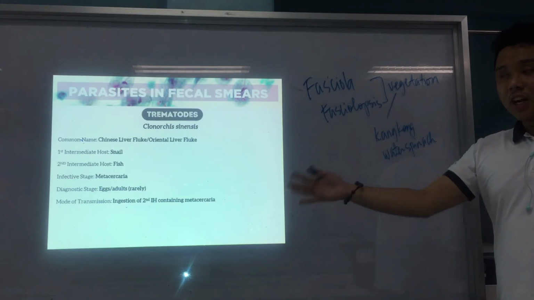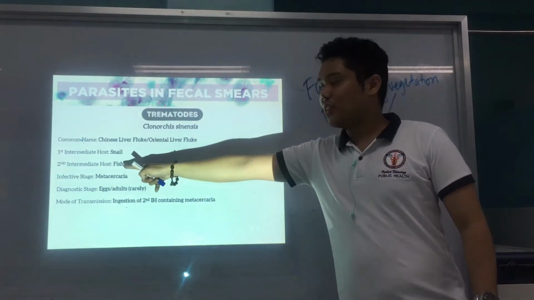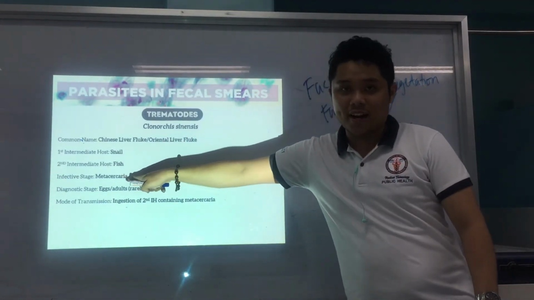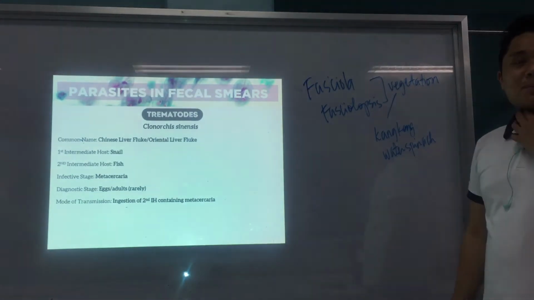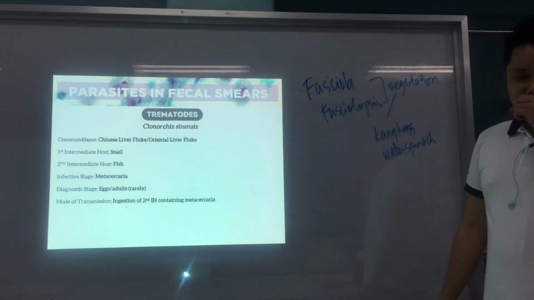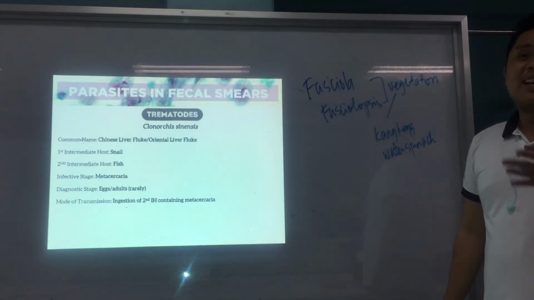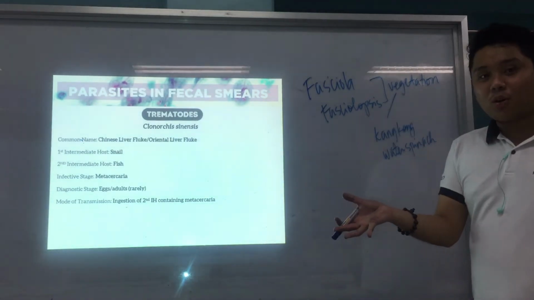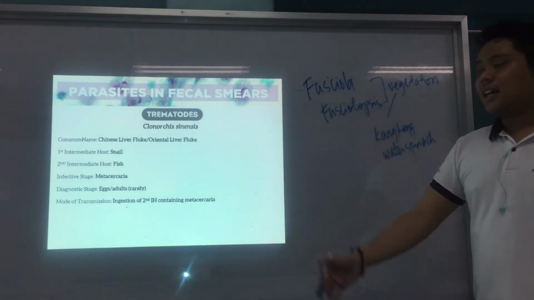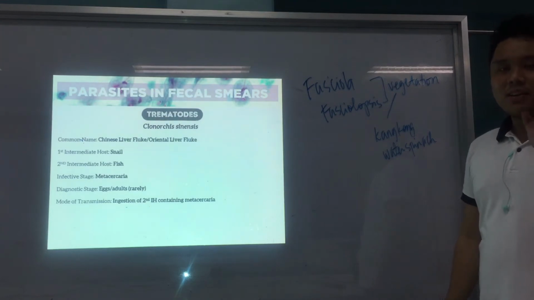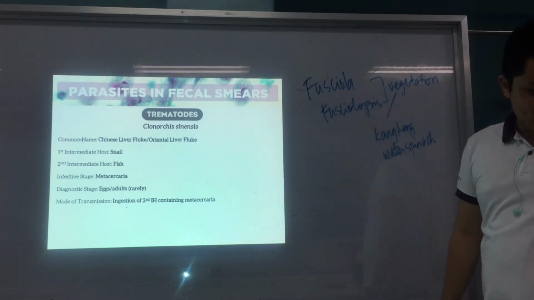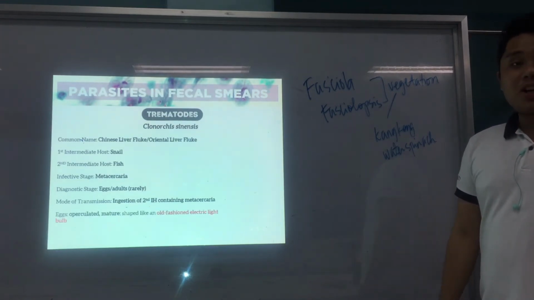Mode of transmission is the ingestion of the fish that contains the metacercaria. Alright? So, that is the mode of transmission for flukes, except for schistosomes, guys. Ingestion of the second intermediate host that contains the infective stage. So, very, very straightforward. Alright, okay. And the eggs are operculated.